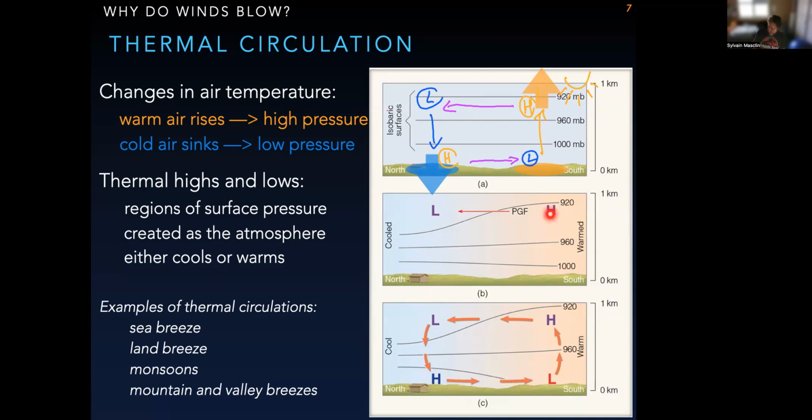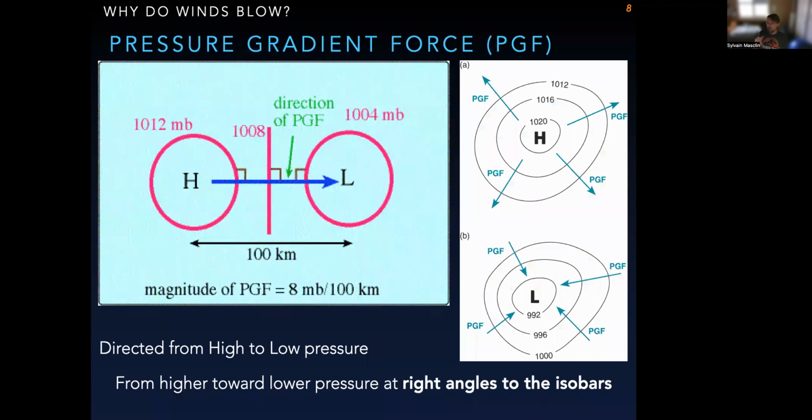Quick notes on the motion of winds from high to low pressure. This is driven by a specific force, which is called the pressure gradient force. The pressure gradient force is this force that makes the molecules of air move from the high pressure towards the low pressure. And you always go from the high to the low.